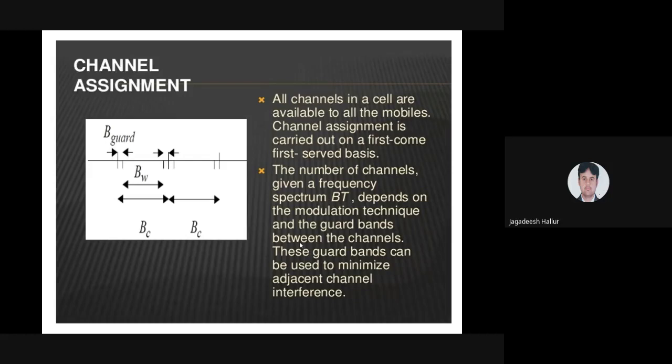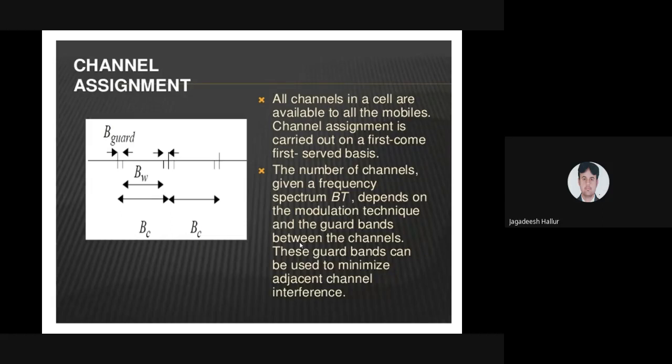All the channels in a cell are available to all the mobiles, but the number of channels available for an individual cell is very less, because this is a first generation technique. FDMA can be used in first generation. So whatever channels are available in a particular cell are very less. So what they have done is they are going for a borrowing technique.